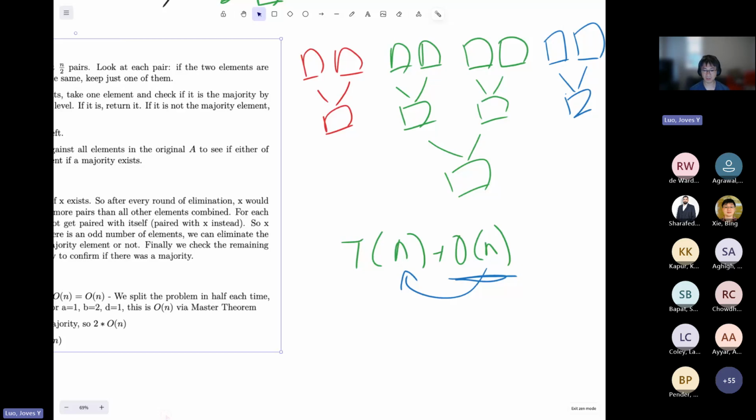Your T of n over 2 means once I have split the subproblem in two, I only ever have to work with half of that subproblem. The second I have to expand that across the entire input, I am not dividing anything into subproblems anymore.